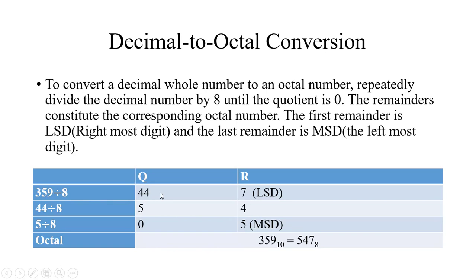The first division produces 44 as a quotient and 7 as a remainder. This is the first remainder and the least significant digit of the octal number. 44 is the quotient, so we have to divide 44 by 8 again. The quotient is 5 and the remainder is 4. Again, 5 divided by 8, the quotient is 0. This is the stopping criteria. We have to stop here. There is no need for further division. The remainder is 5, so this is the MSD. So 359 in decimal is equal to 547 in octal.